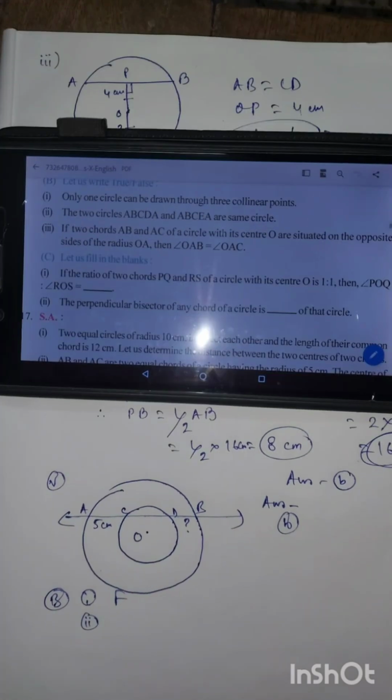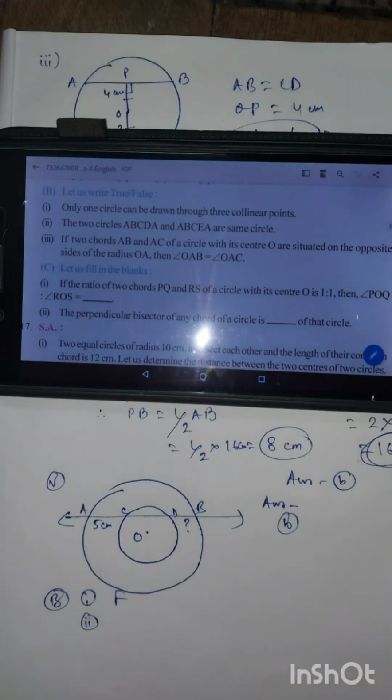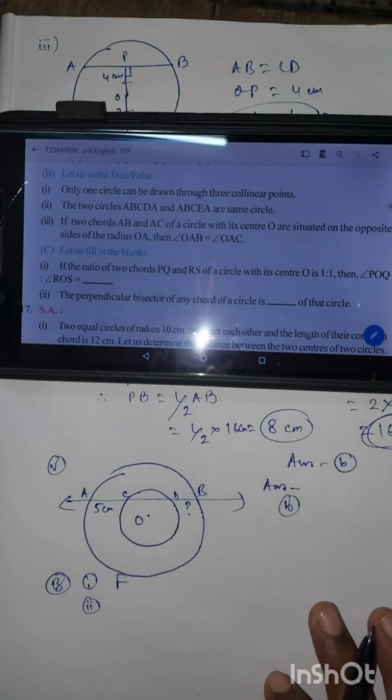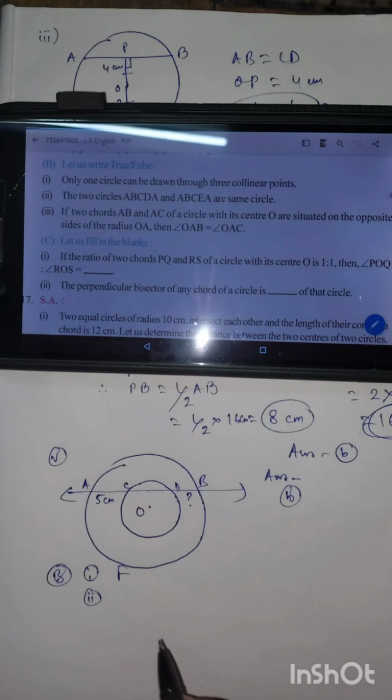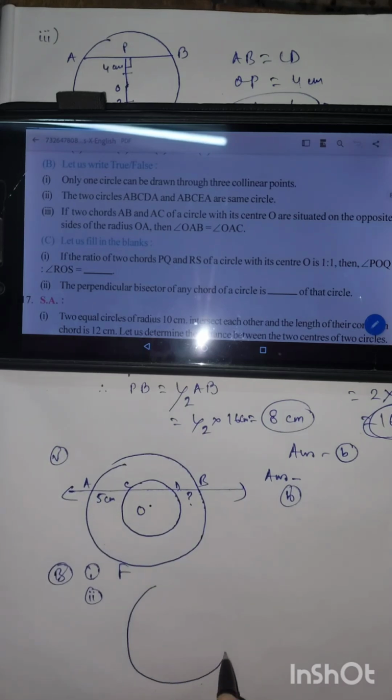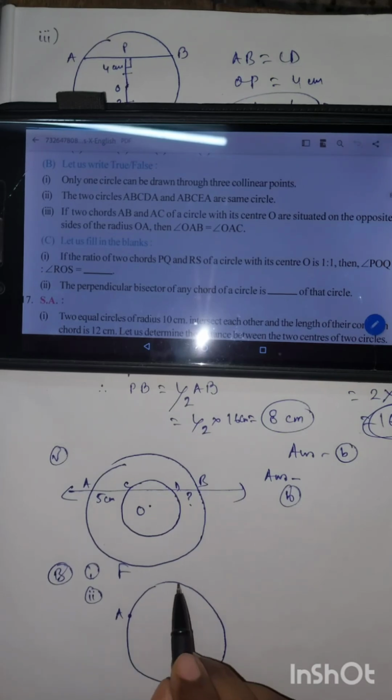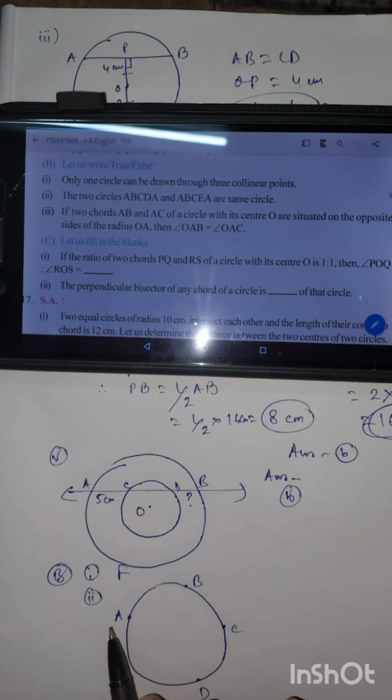Question number 2 says the two circles ABCDA and ABCEA are the same circle. Okay. So let us draw a circle. Let us take some points on it. So this is A, B, C, D, A. This is our circle.